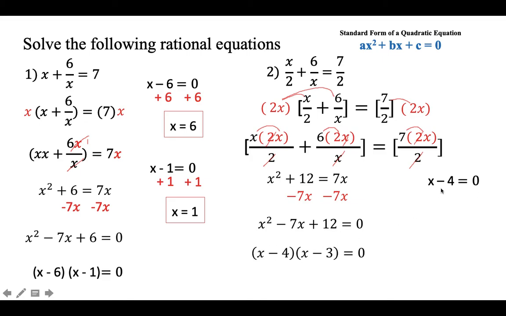So let us take first x minus 4 equal to 0. Then add 4 to both sides so that x is left alone, and 0 plus 4 is 4. Then the other factor is x minus 3. Add 3 to both sides. Then eliminate negative 3 and positive 3. x is left. 0 plus 3 is 3. So the roots of these rational algebraic equations are 4 and 3.